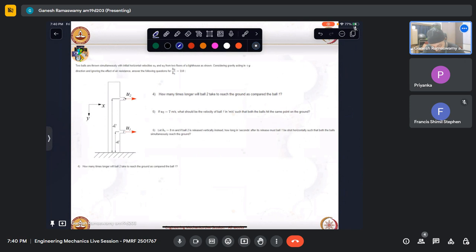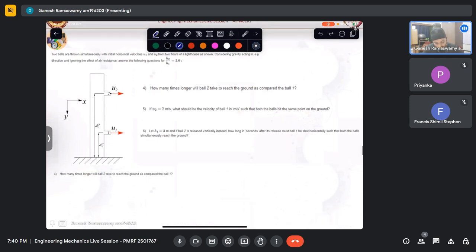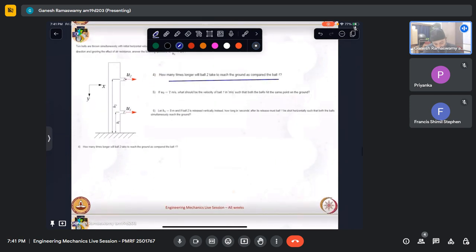Two balls are thrown simultaneously with initial velocities u2 and u1 from the two floors of a lighthouse, and some constraint is given. So h2 by h1 is 2. Basically this is twice that height, and we have to ignore air resistance and other things. Now it asks how many times longer will ball 2 take to reach the ground as compared to ball 1.